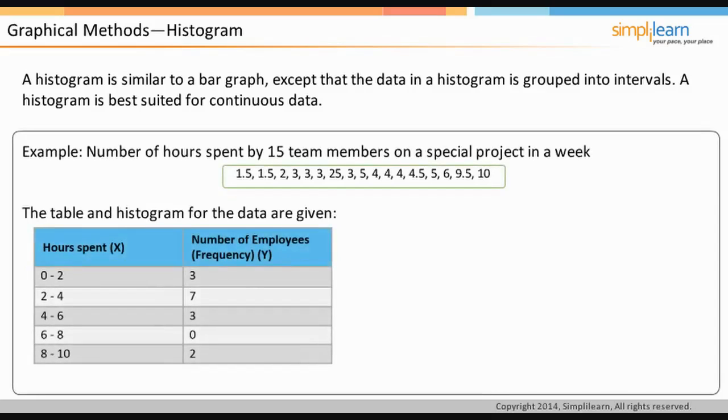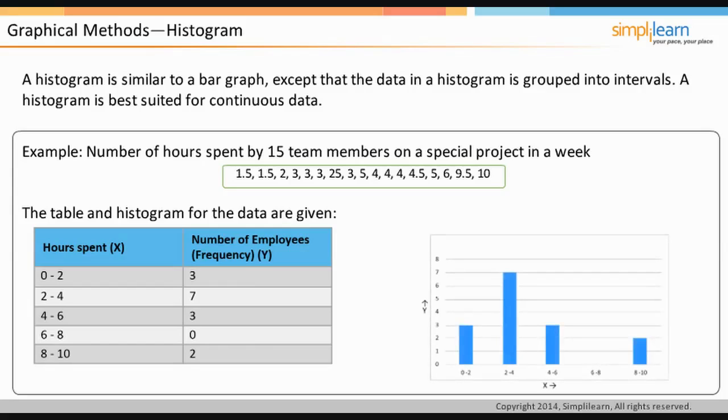Data on the number of hours spent by a group of 15 people on a special project in 1 week is collected. This data is then divided into intervals of 2, and the frequency table for the data is created. The histogram for the same data is also displayed. Looking at the histogram, it can be observed at a glance that most of the team members spent between 2 to 4 hours on the project.